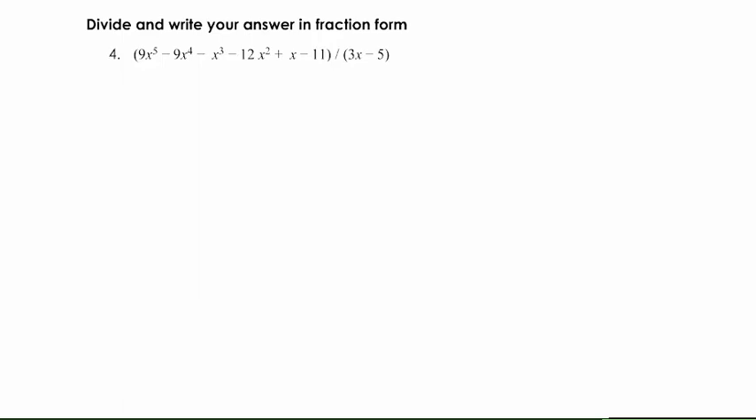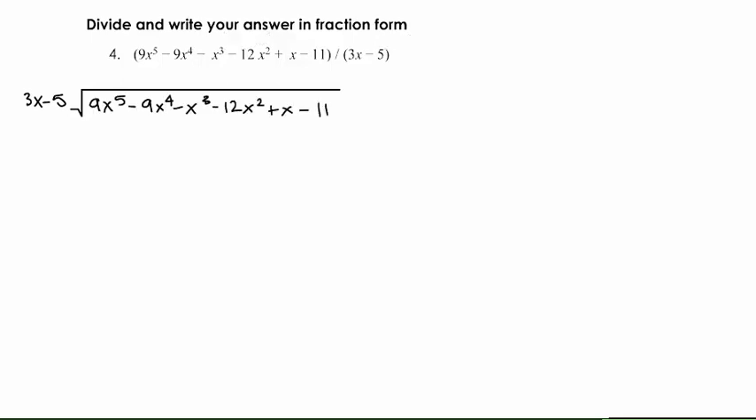So let's go ahead and set this up in the form of synthetic division. Your numerator for the division is going to be under the radicand, and your denominator is what is going to be outside of it. So let's write that out. This is going to be 3x - 5, and the inside is going to be your entire numerator. Now that we have that, we can start doing our synthetic division.